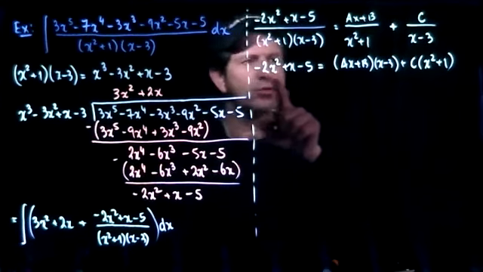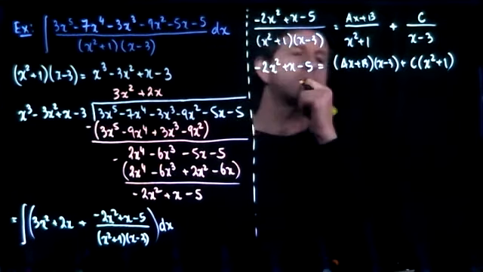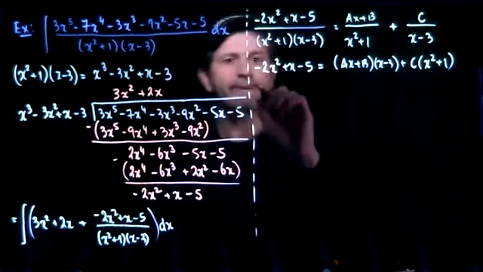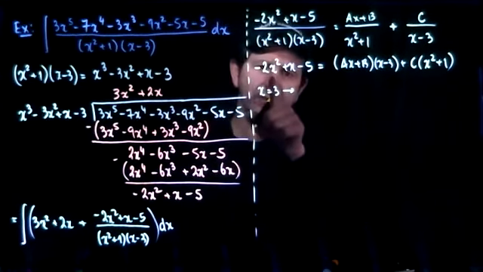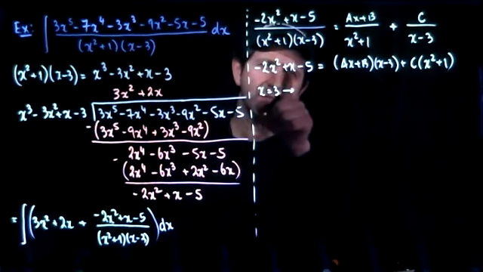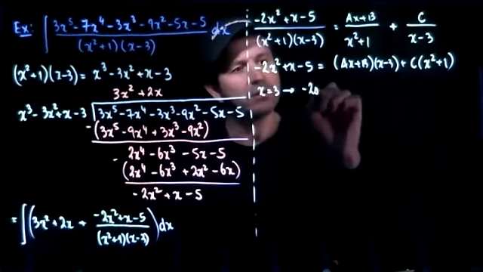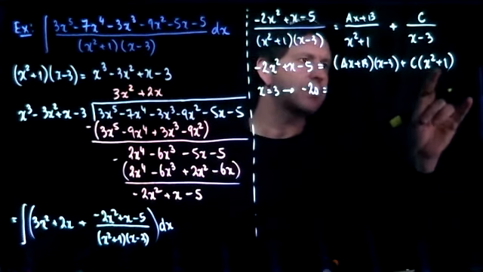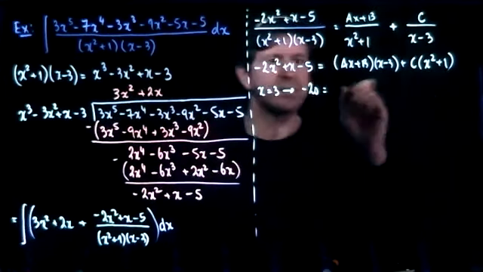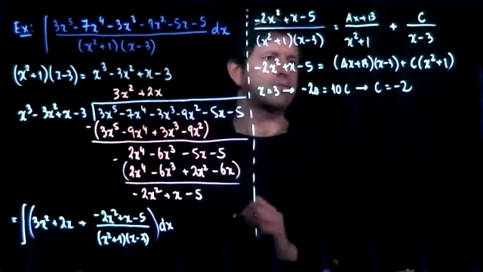Okay, let's now put some values for x. So let's put x equals 3. What happens if x equals 3 on the left? I get 9, negative 18, negative 18 plus 3 minus 5 is minus 2, negative 18 minus 2 is negative 20. And on the right side, I get 9 plus 1 is 10, so 10c. And so I just found that c is negative 2.